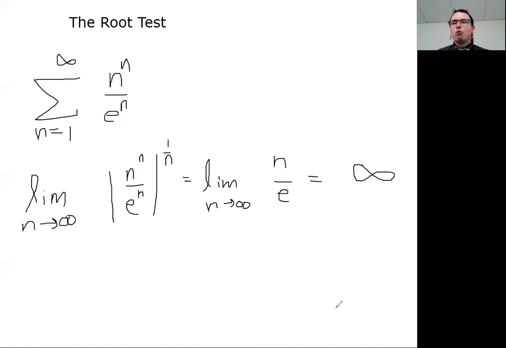Now, I didn't get a real number for the value of this limit. But because I'm able to determine that this limit goes to positive infinity, I can still say positive infinity is greater than 1. And so the root test does give me an answer here.